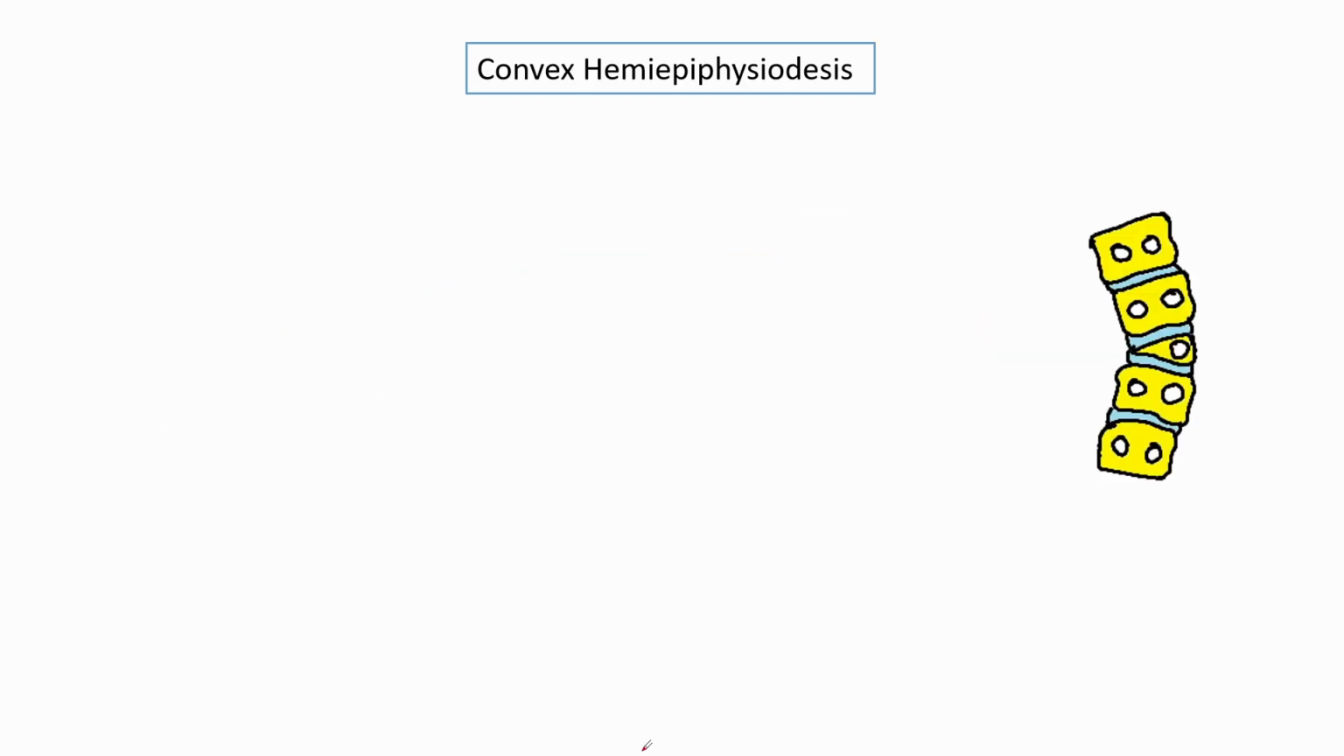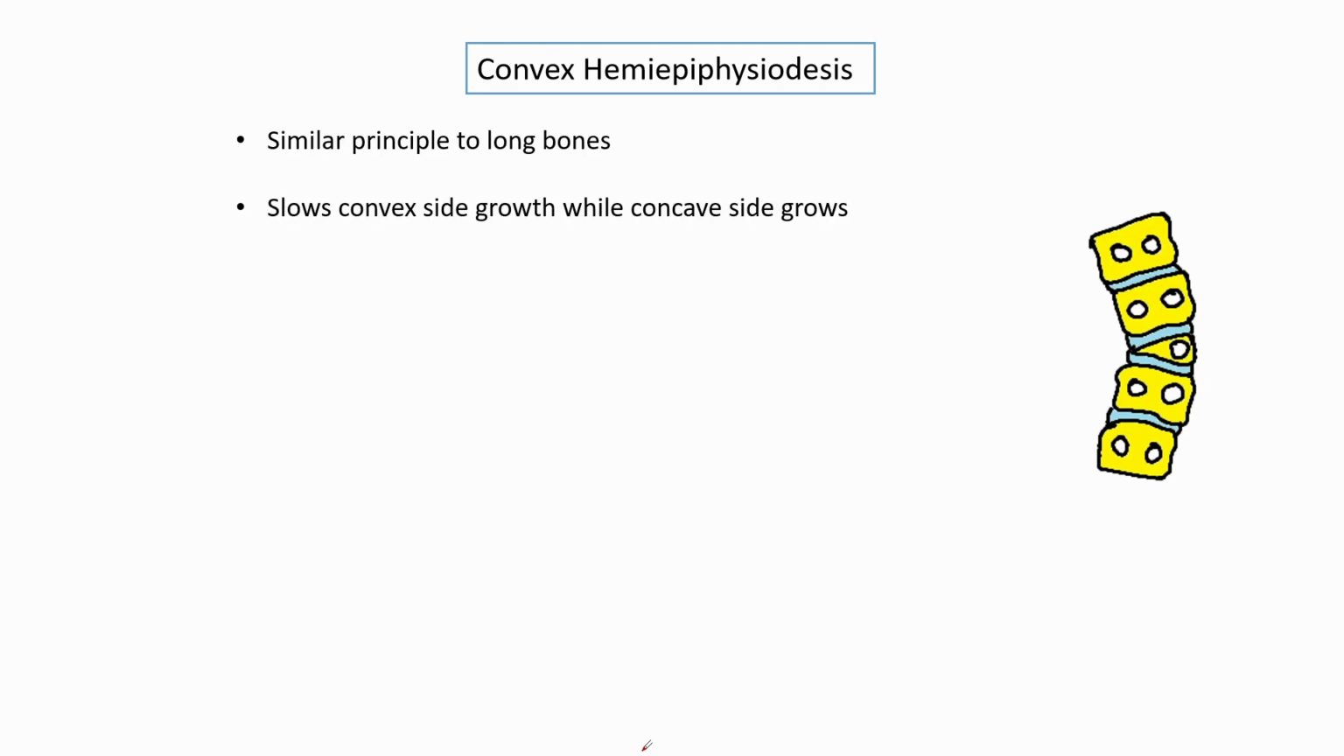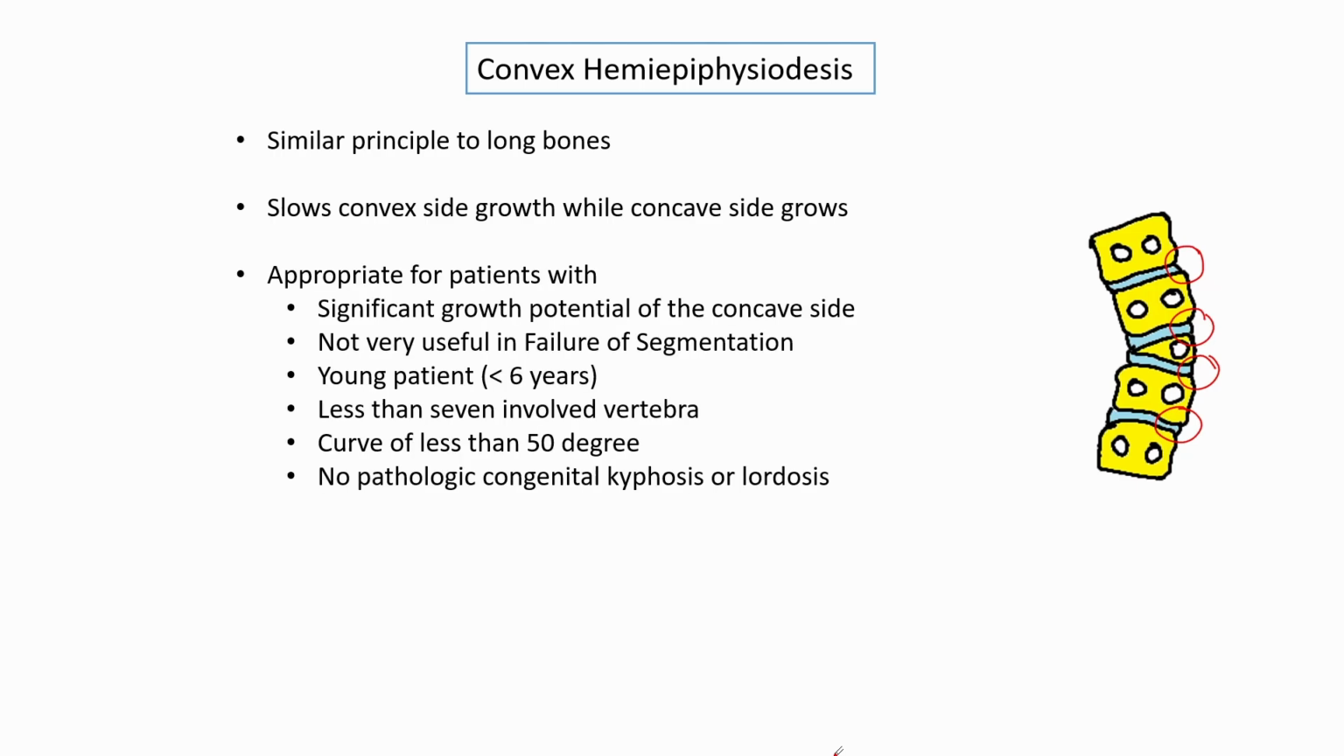Convex hemiepiphysiodesis. The principle here is similar to long bones. The physis on the convex side is fused. So what does it do? It slows the convex side growth while the concave side continues to grow. It is appropriate for patients with significant growth potential of the concave side.